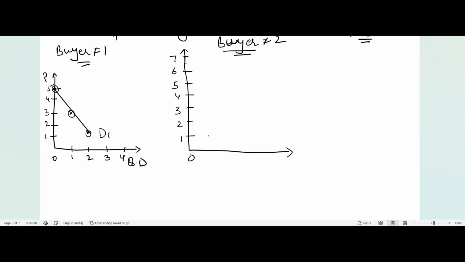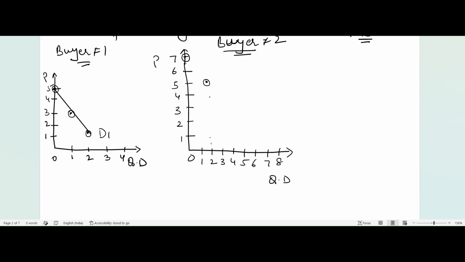6 and 7, let's say. And I have again 1, 2, 3, 4, 5, 6, 7, and 8. That's quantity demanded, and that's the price. So for buyer 2, let's say at 7, he has 0 demand at $7. At 5, he has 2. So basically at 5, he has 2.